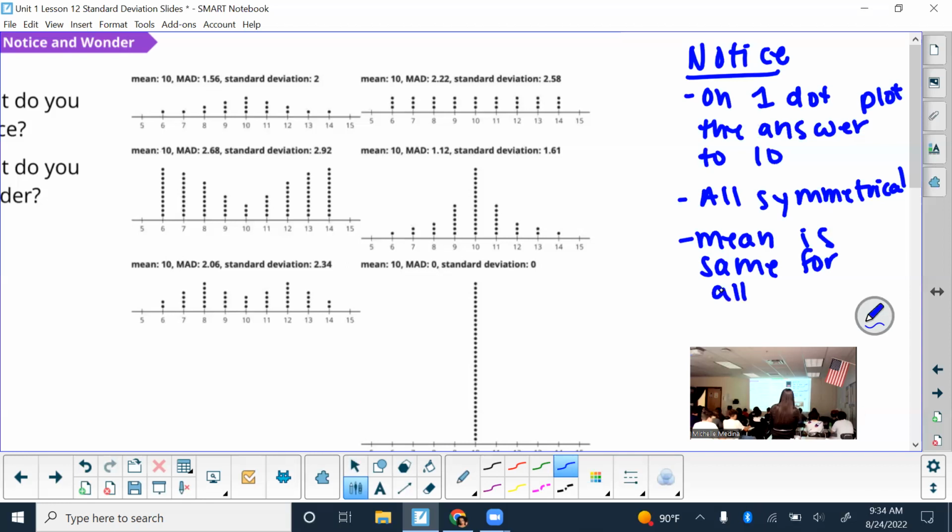But I tell you guys almost every day when the notes. But it's next week on Wednesday. But hold on, we'll get to that. Anything else we noticed from the dot plots?